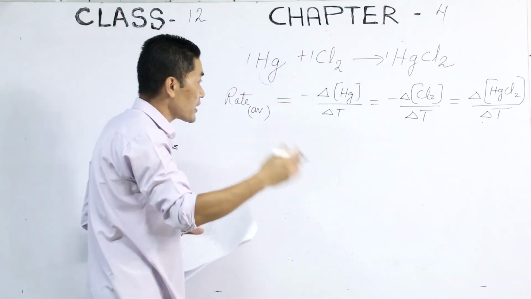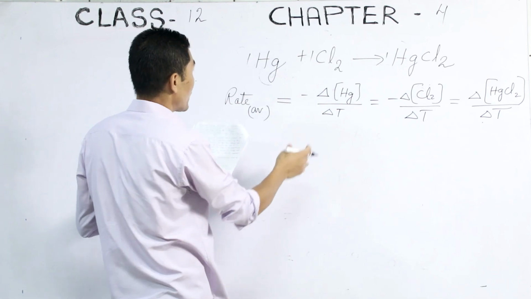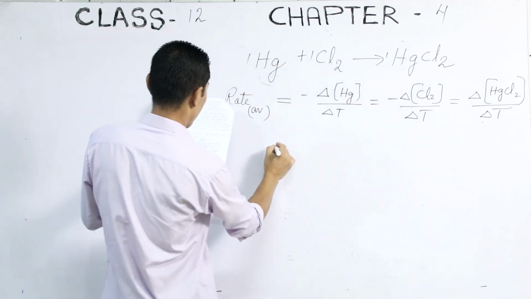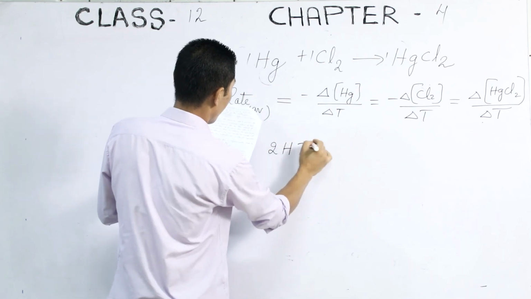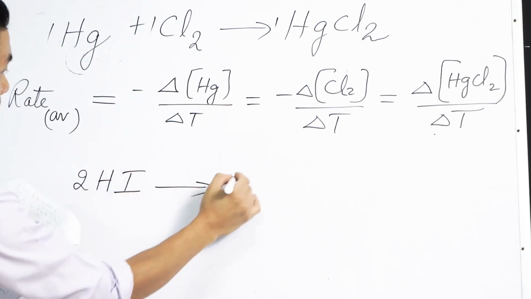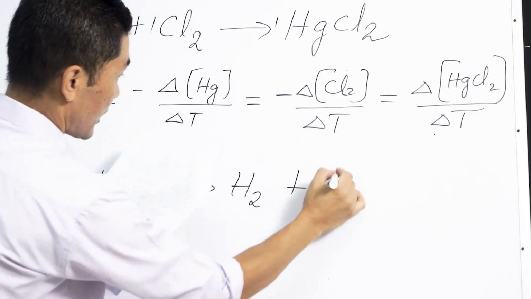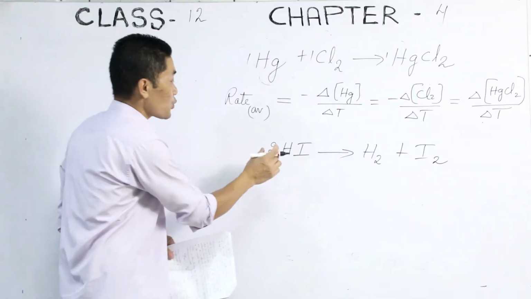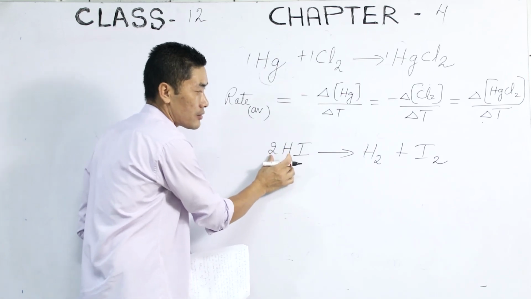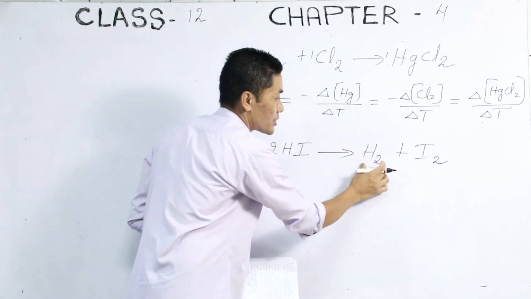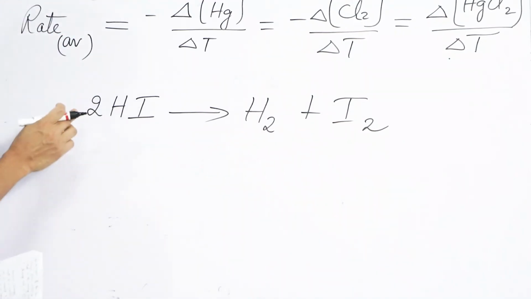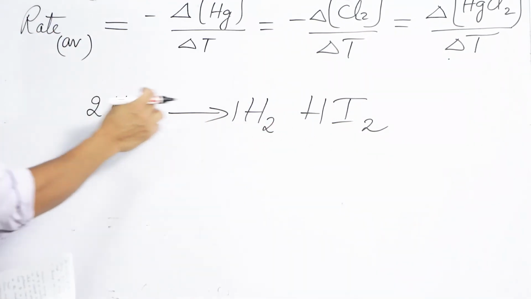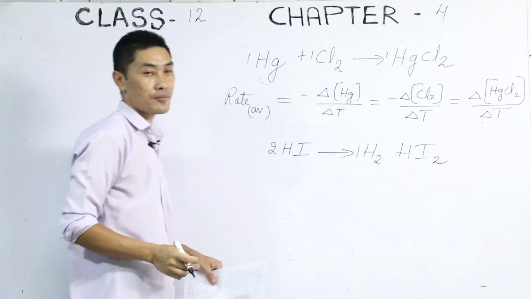But if we have another example in which these stoichiometric coefficients are not the same, let's take the case of decomposition of hydrogen iodide to give hydrogen gas and iodine gas. In this one, 2 moles of hydrogen iodide give 1 mole of hydrogen and 1 mole of iodine. So here, the stoichiometric coefficients are not the same. Here we have 2, here we have 1 each.